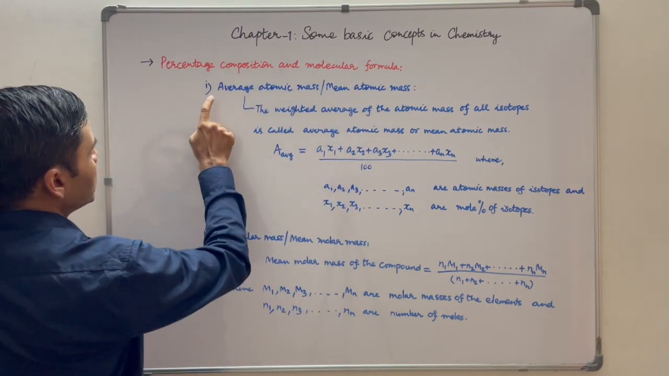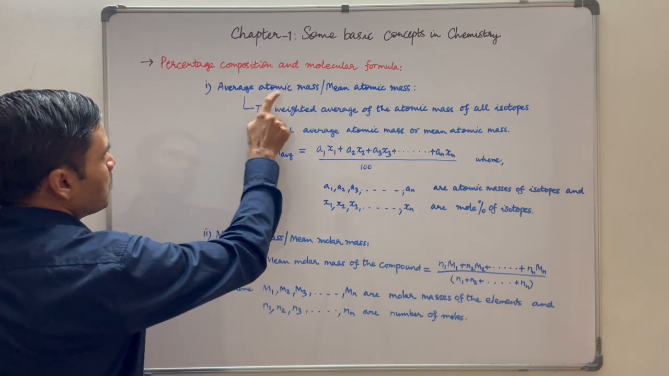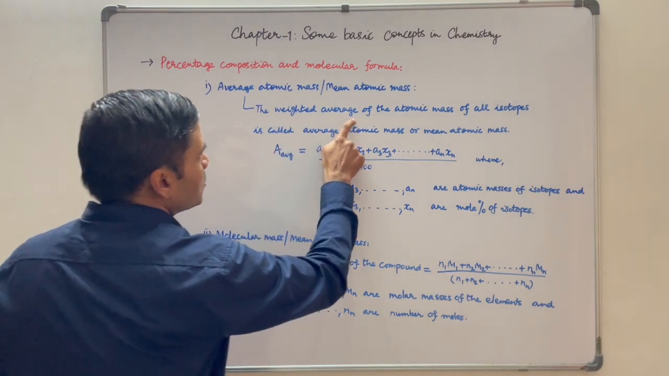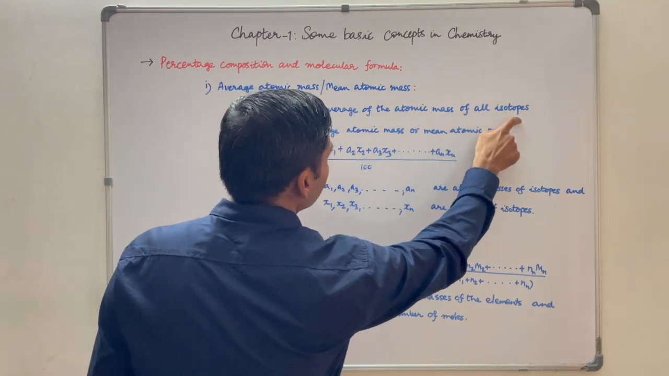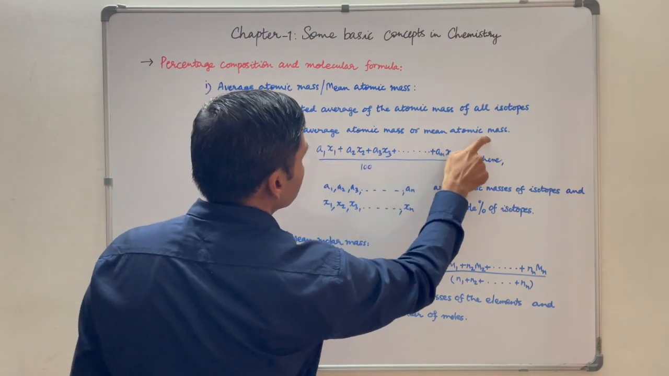We will see two terms, average atomic mass and mean molar mass. Average atomic mass is also known as mean atomic mass. The weighted average of the atomic mass of all isotopes is called average atomic mass or mean atomic mass.